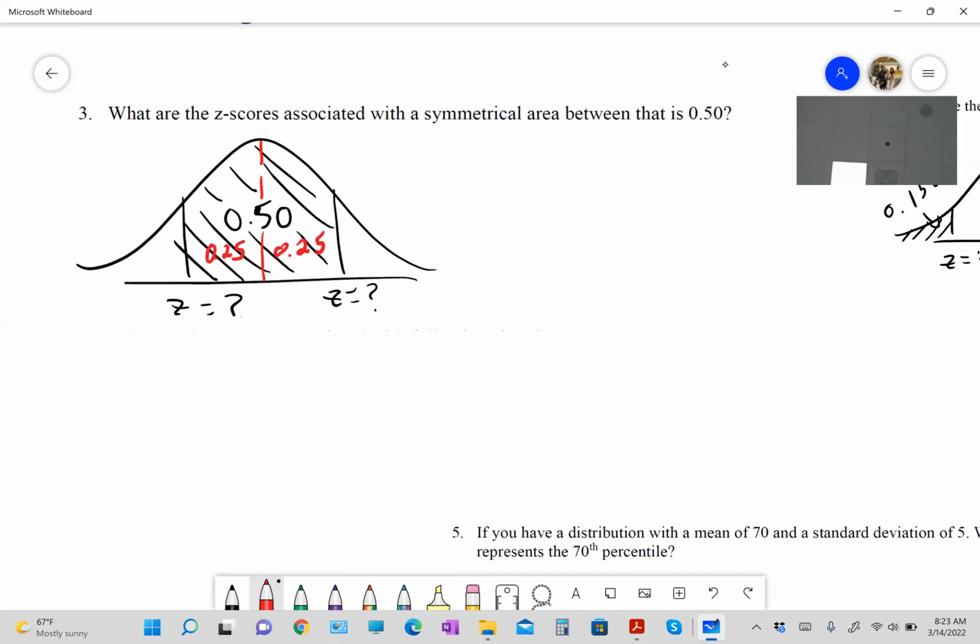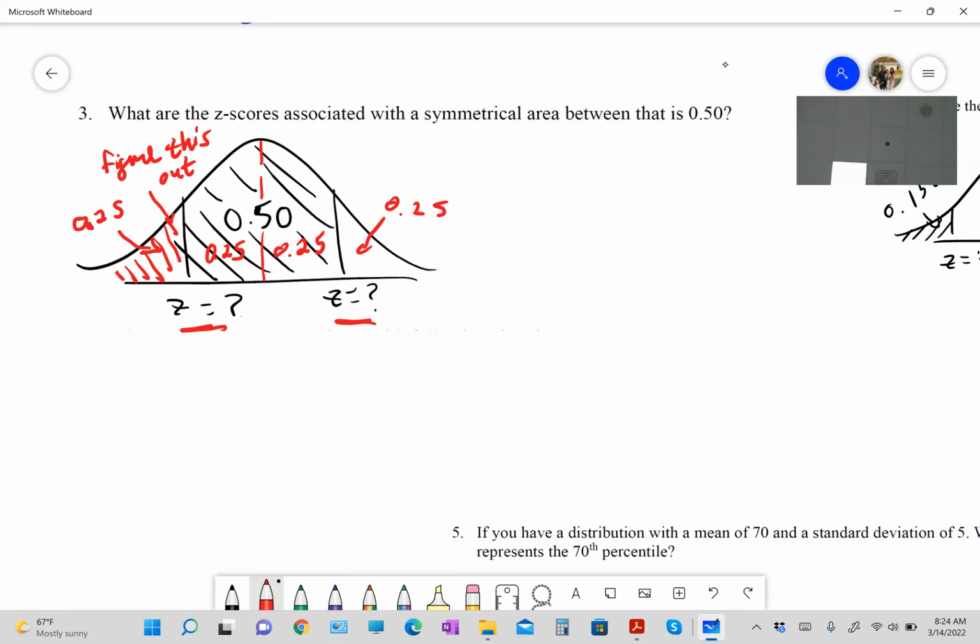It's not that important. But what do you know is going to be left over here? What would be this area here? 0.25. And what would be this area here? 0.25. So here's what we do. We say to ourselves, okay, if I found this guy, then I've just found this guy. So then what you do is you figure out this. This is the easiest one to figure out. That's what you need to figure out.